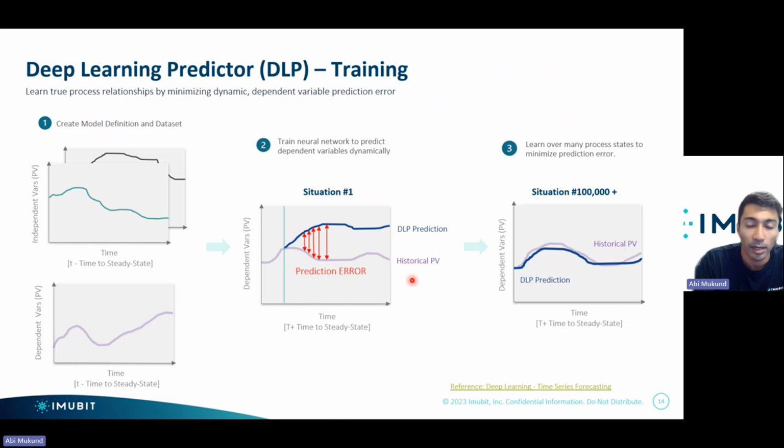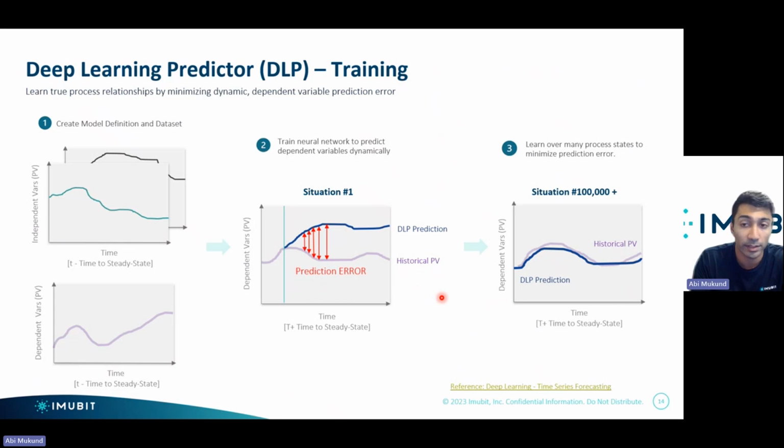the DLP prediction. And now we can grade it because we have what actually happened in this historical window of time dynamically, which is this purple line. We pulled this from your historian as well. So now this delta between the prediction and what actually happened is called the prediction error.